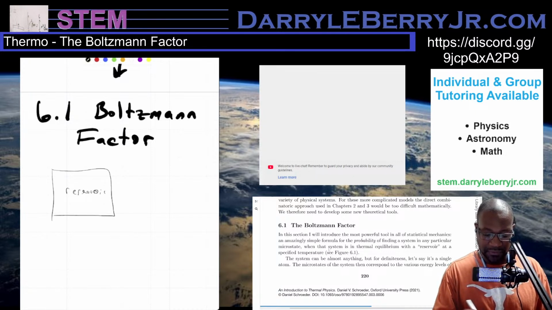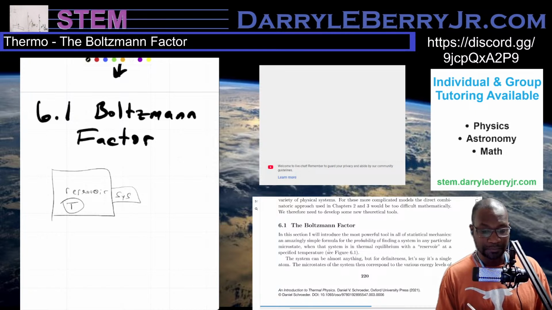All right, so we have a reservoir, for instance, the atmosphere. Then we have a small system, and the reservoir is at temperature T. So now we're not dealing with just a system. If you have just a paramagnet by itself, we assume it to be isolated. Now we have, let's say, a paramagnet that's connected to the atmosphere, and they can exchange energy.